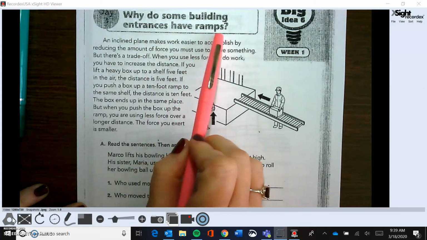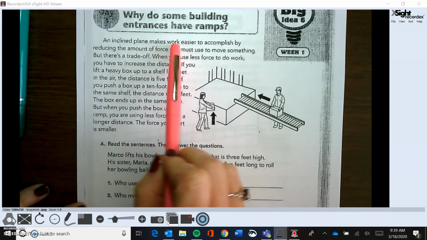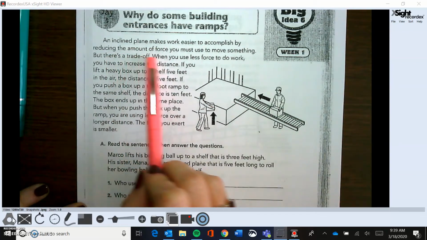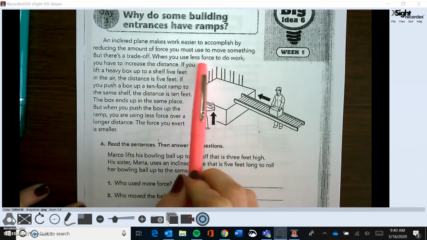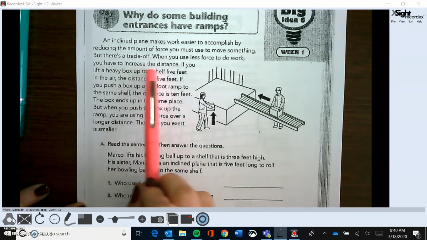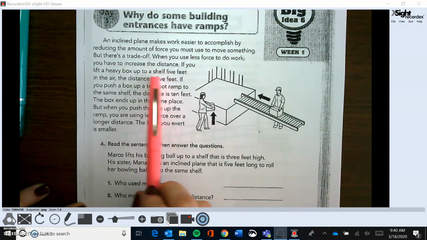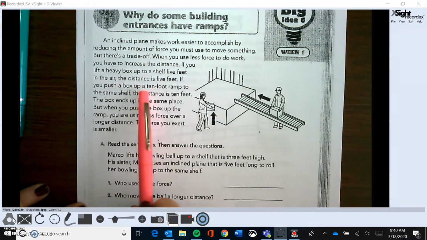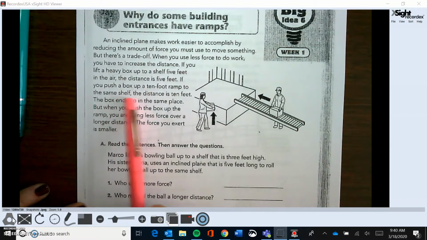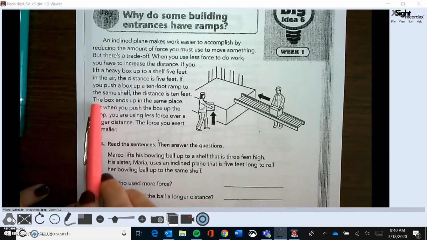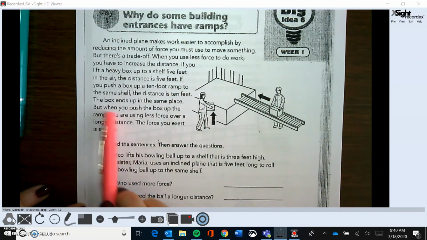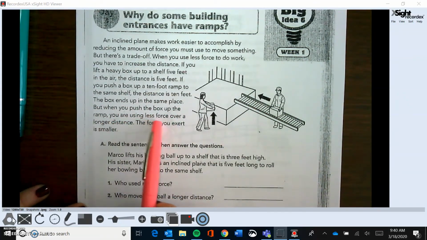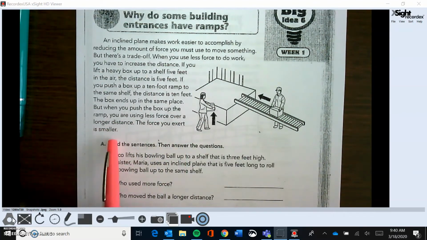Why do some building entrances have ramps? An inclined plane makes work easier to accomplish by reducing the amount of force you must use to move something. But there's a trade-off. When you use less force to do work, you have to increase the distance. If you lift a heavy box up to a shelf 5 feet in the air, the distance is 5 feet. If you push a box up a 10-foot ramp to the same shelf, the distance is 10 feet. The box ends up in the same place. But when you push the box up the ramp, you are using less force over a longer distance. The force you exert is smaller.